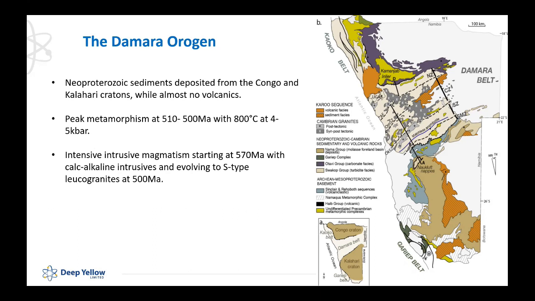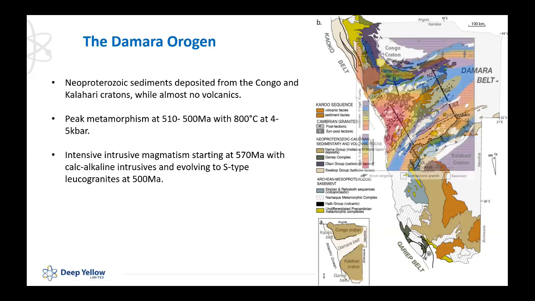Peak metamorphosis was around 510 to 500 million years, and I'll show you a map, sort of overlaying in these areas to the south and to the north, so the north zone and the south zone. That is sort of more typical medium temperature, high pressure metamorphic assemblages, whereas in the central bit in here, that's granulite phases, 800 degrees at 4 or 5 kilobars, so not very deep but very hot. And you have intensive intrusive magmatism starting 570 all the way to 500 million years.